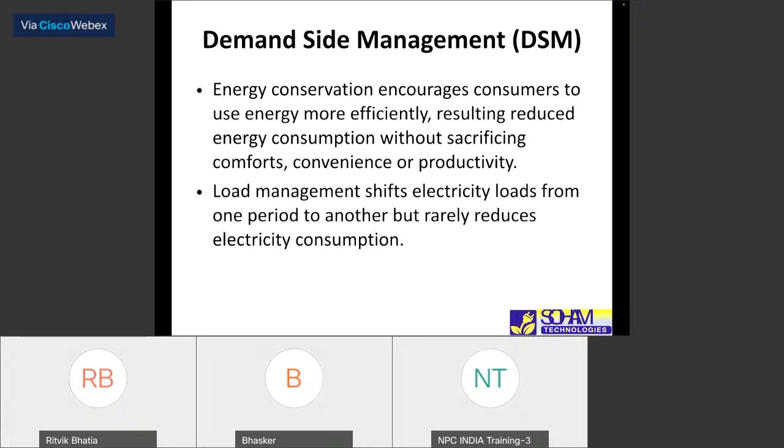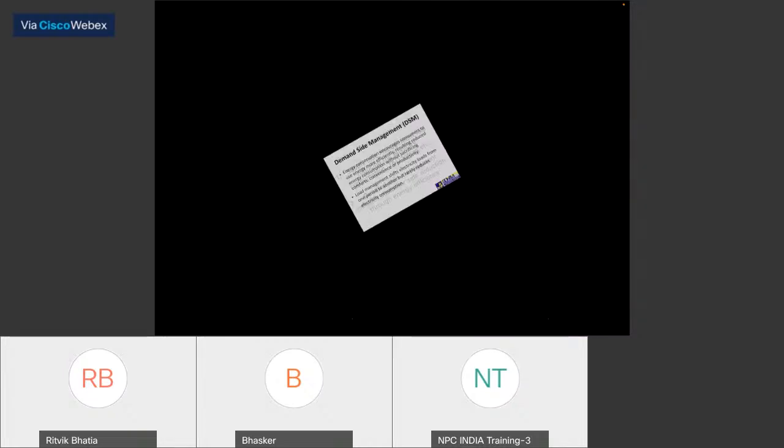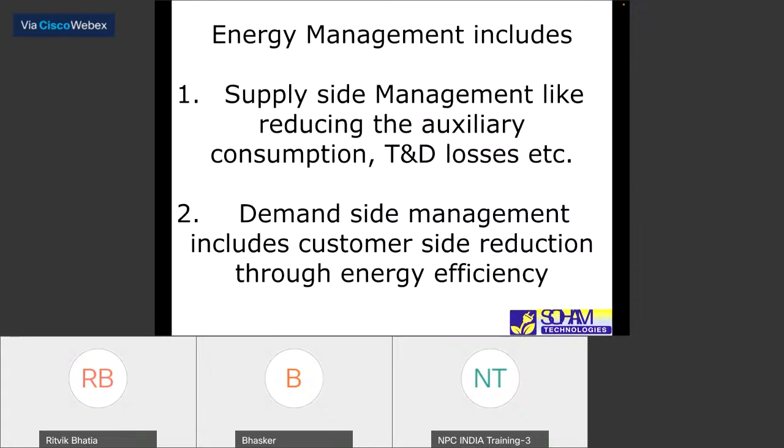And load management shifts the electricity load from one period to another, but rarely reduces electricity consumption. Load management for the electricity board is to change, as I told you, from the peak hours to night hours, and night hours to the off-peak hour. So I think these two concepts of demand side management can lead to good energy management, which includes supply side management like reducing the auxiliary consumption and the T&D losses.